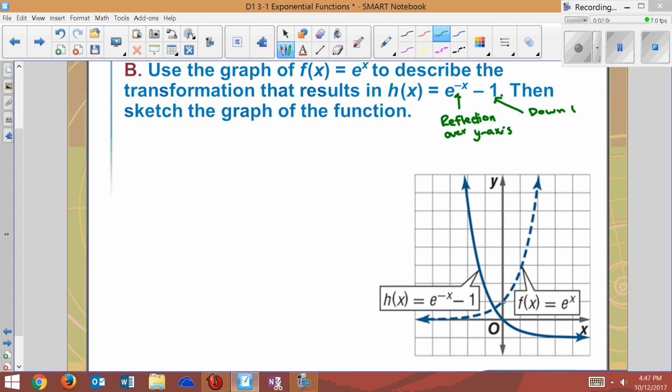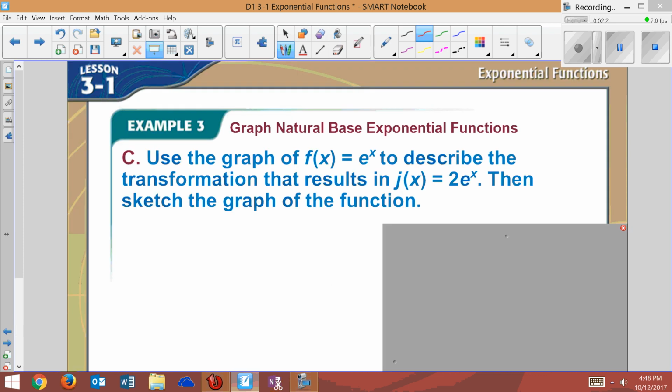So here it was originally at (0, 1), and this is at (0, 0), so that part looks good. And then, yes, it was reflected over the y-axis. Again, it looks like decay because e to the power of negative x is equal to 1 over e to the power of x. That's why it's decay. It's less than 1.